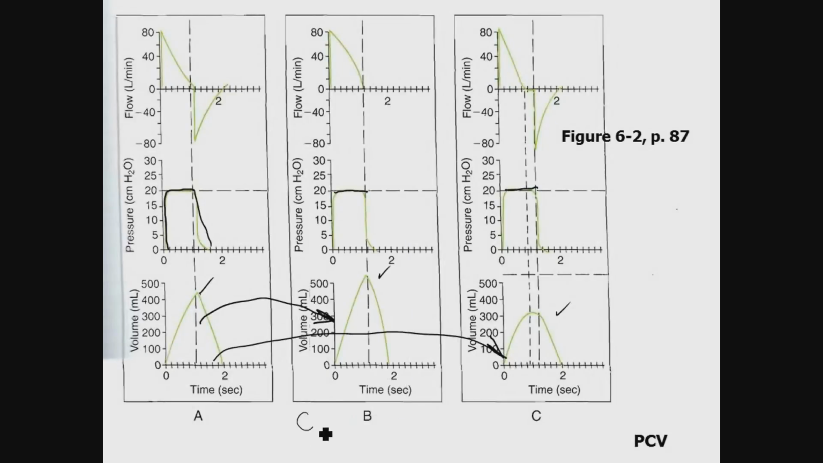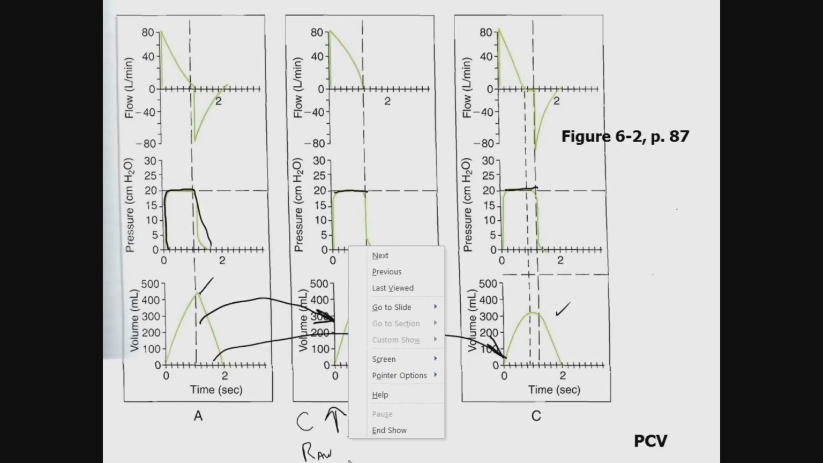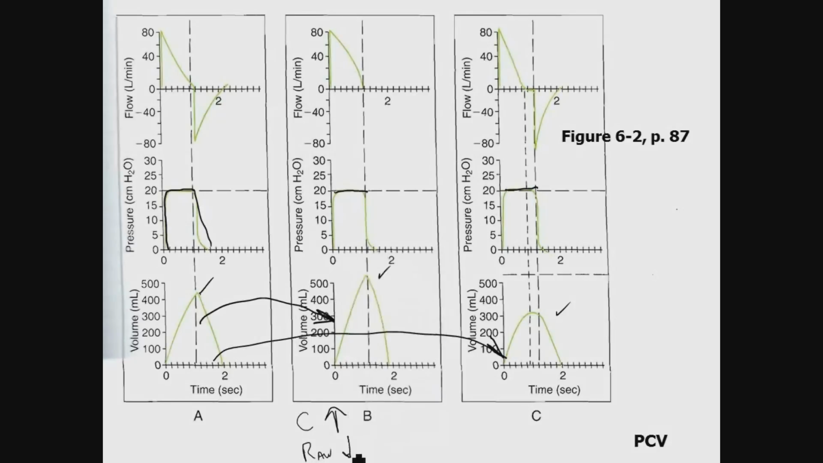Compliance could have increased. It's now easier to get volume in than it was before. The same pressure now is delivering a bigger tidal volume. Or airway resistance went down. Going from A to C, the exact opposite: compliance fell, resistance went up. Both of them will yield this kind of similar picture.